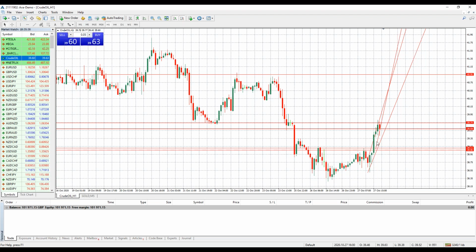Now we're in the same spot on the way up, aren't we? Let me get rid of some of these lines. On the way up, we reached a resistance level again.